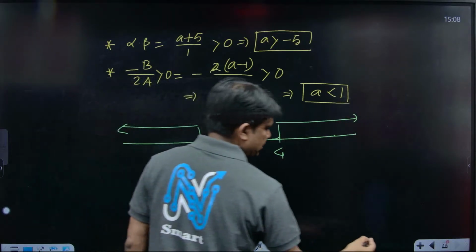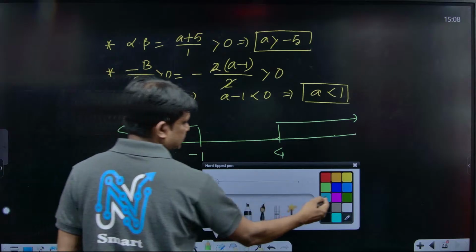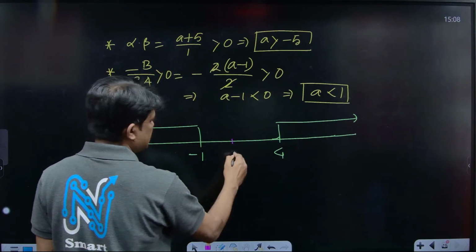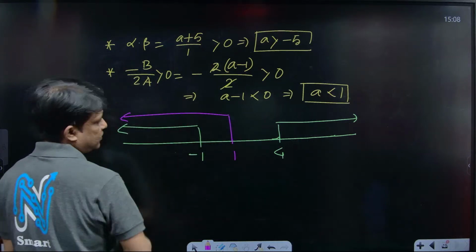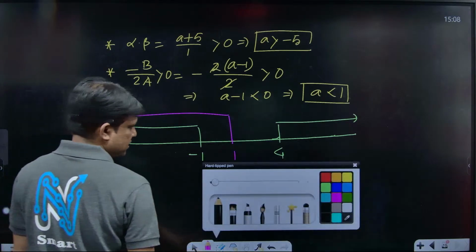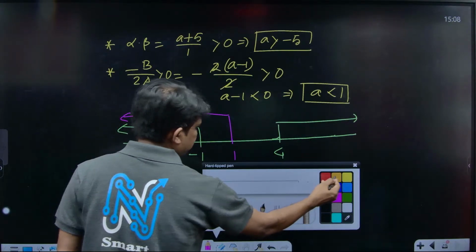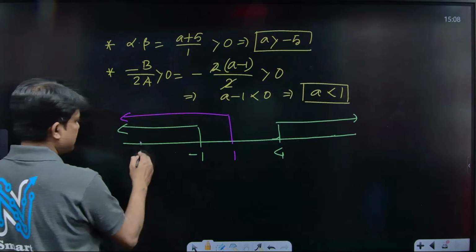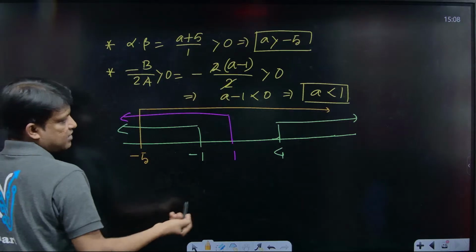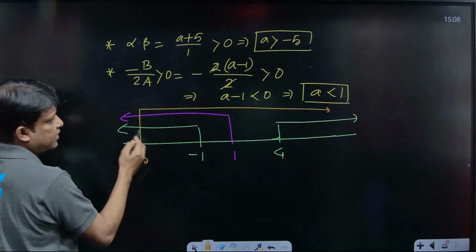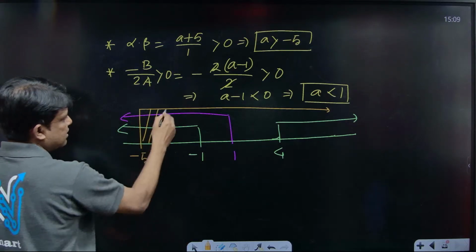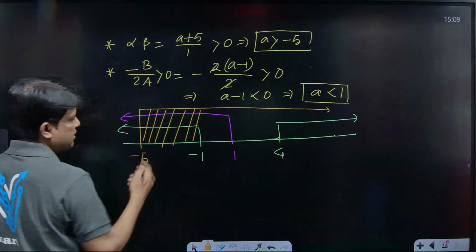Now the second case: a is less than or equal to 1; here is 1, this is a less than 1. Now a is greater than minus 5; this is minus 5. All 3 cases have a common region, shown in 3 different colors, and a is less than 1, so all cases. This is the intersection region of all 3 cases; this is the condition.